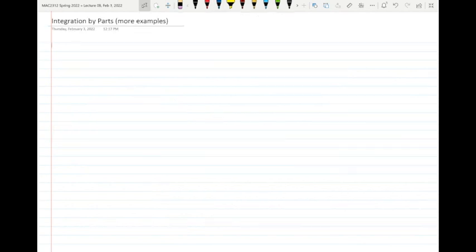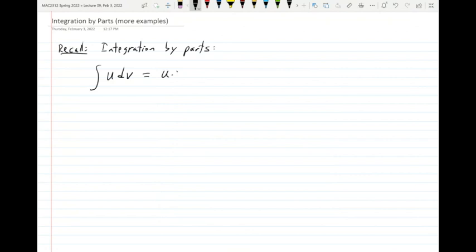Time, what did we do? We started talking about integration by parts, so let me remind you. So recall integration by parts. And the formula is that if you integrate something of the form u dv, this integrates as u times v minus the integral of v du.